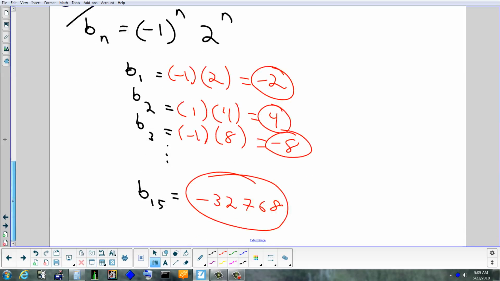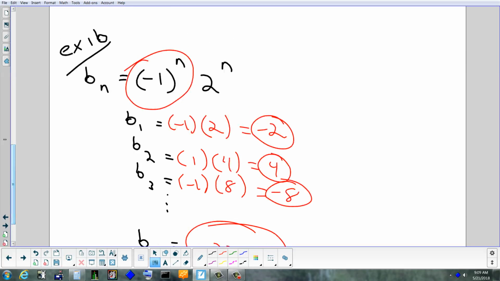So anytime you see a sequence that's alternating positive, negative, positive, negative, if you have to figure out the formula, this is a good place to start. Put in a -1 to the n. Now, what if you wanted to adjust it so instead of starting on a negative, it started on a positive? What would you have to do to adjust for that? Yeah? Make the exponent n-1.